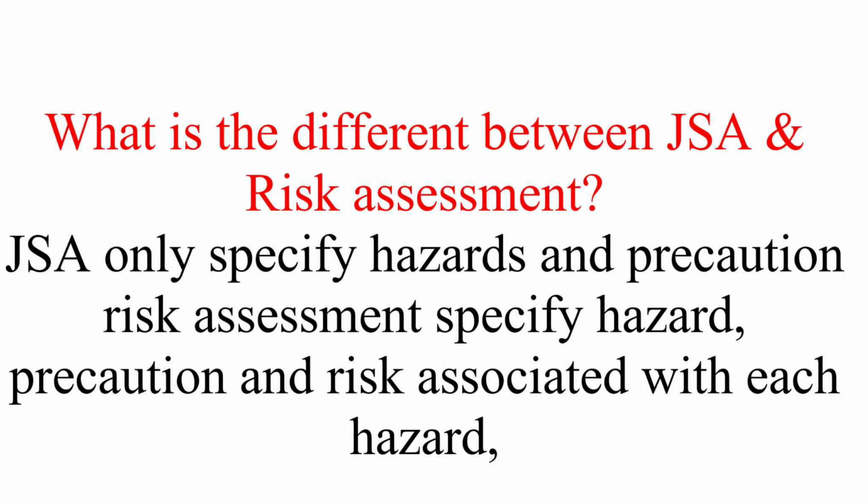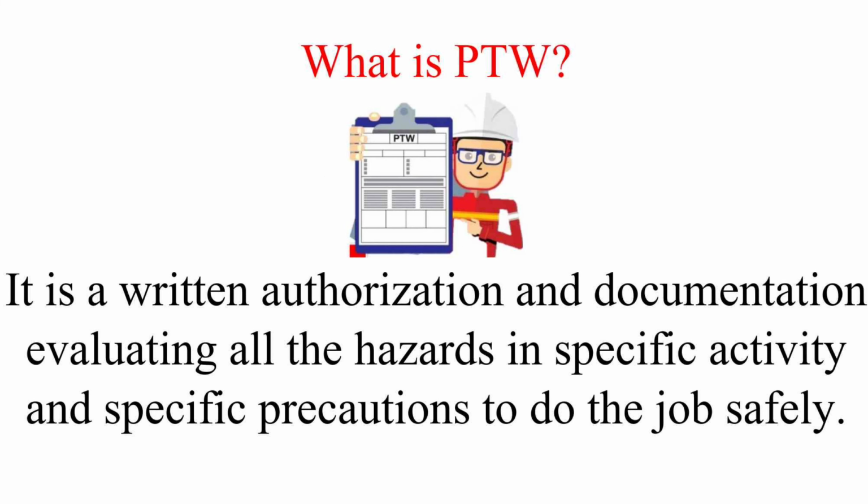What is the difference between JSA and risk assessment? JSA only specifies hazards and precautions. Risk assessment specifies hazard, precaution, and risk associated with each hazard. What is PTW? It is a written authorization and documentation evaluating all the hazards in a specific activity and specific precautions to do the job safely.